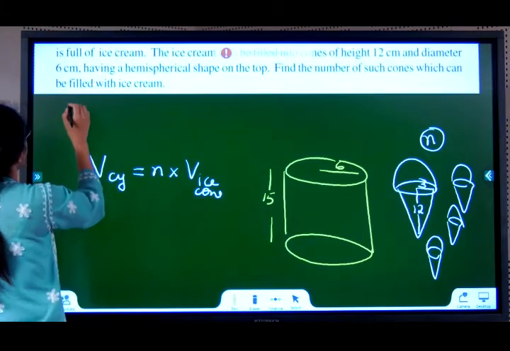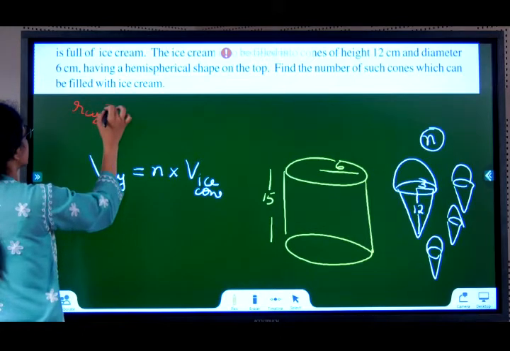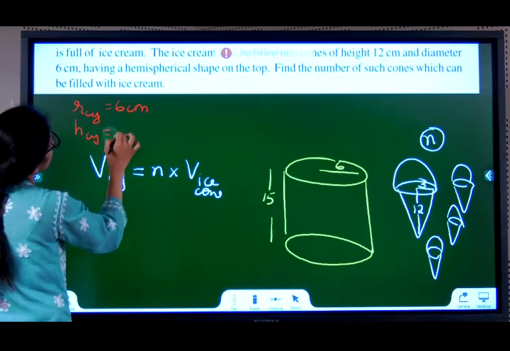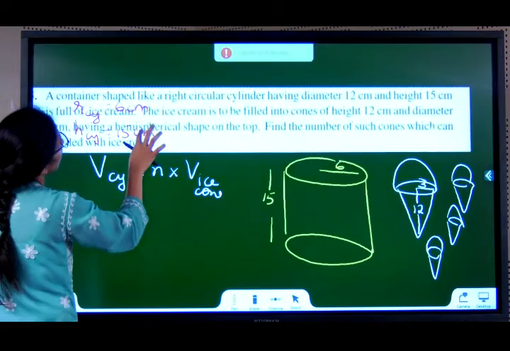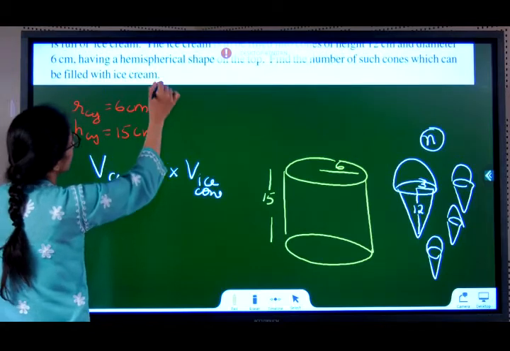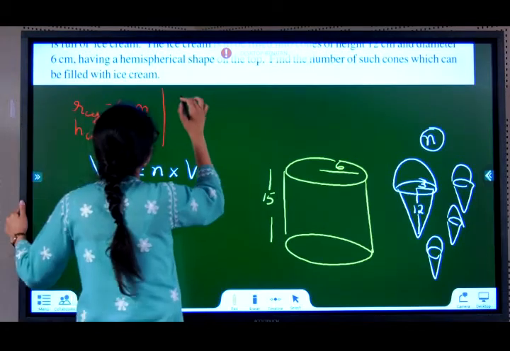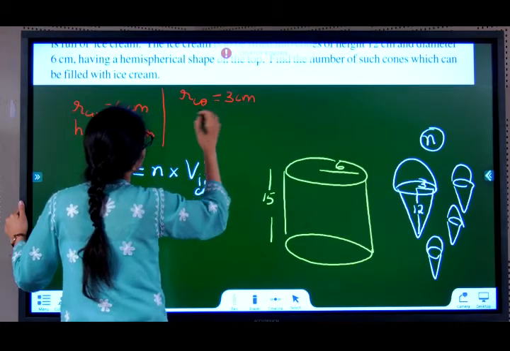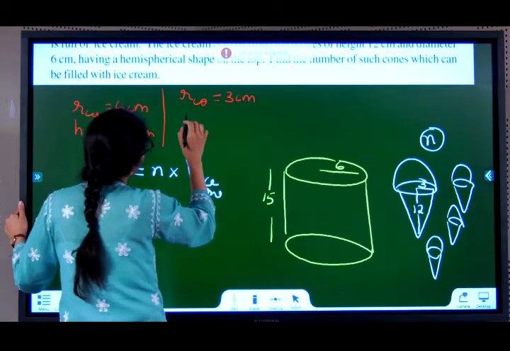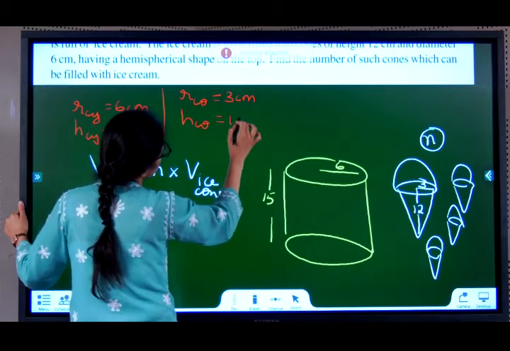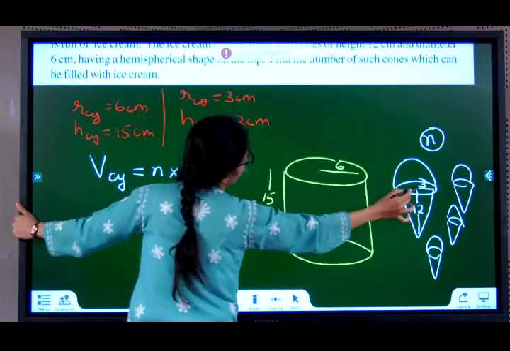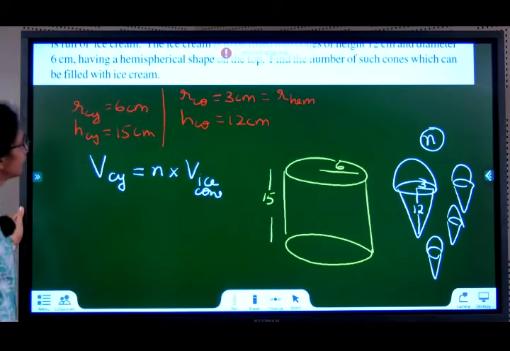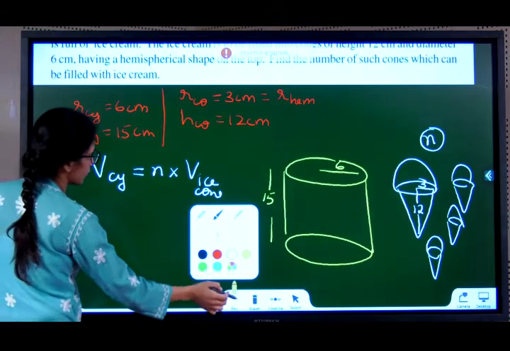What is the radius of the cylinder? 6 centimeter. Height of cylinder? 15 centimeters. Is it all in centimeters? Yes. For cone, radius of cone is equal to 3 centimeters. Height of cone 12 centimeters. Radius of hemisphere is same as this. Agreed? Yes. Now let's substitute.